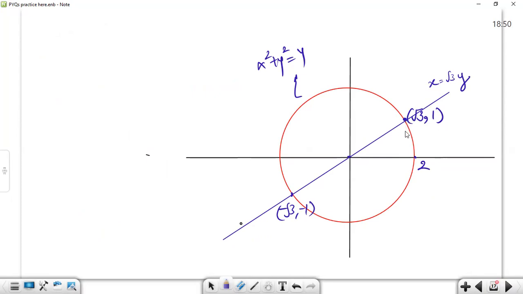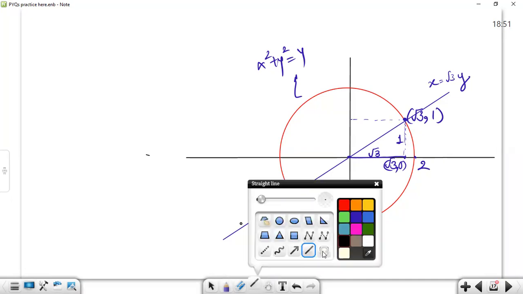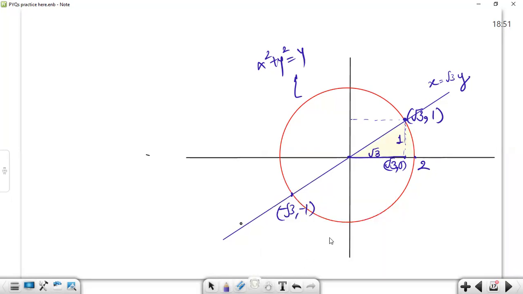Okay, if we draw a perpendicular here, so we know this coordinate, on this particular straight line which is parallel to y-axis, the x coordinate here also will be √3. The y coordinate will be 0. So this distance is √3, and if we draw a perpendicular here, this distance is 1. Now we have this right angle triangle, and there is this area under the curve also.